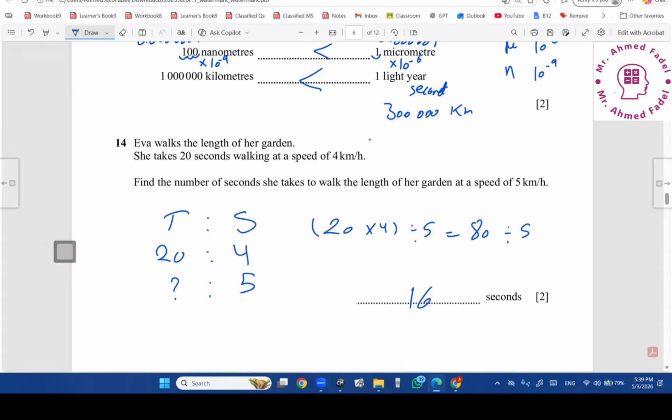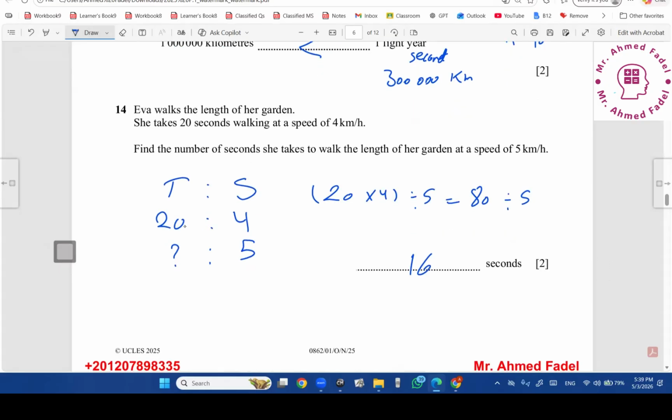All right, let's continue. Mister, will this always work? In number 14, will it always work? Always in inverse proportion. This increases, the other decreases. This decreases, the other increases. Always in inverse proportion it works. 20 multiplied by 4 is 80. 80 divided by 5, this works only in inverse proportion.